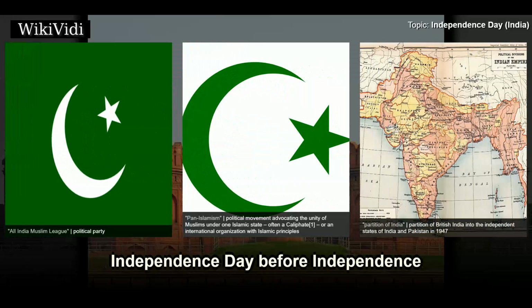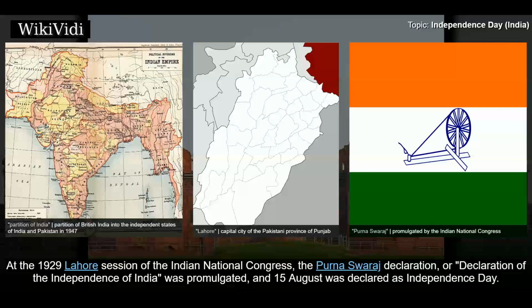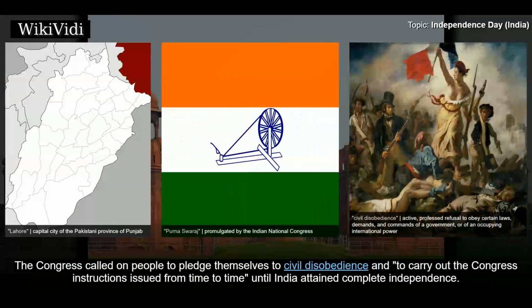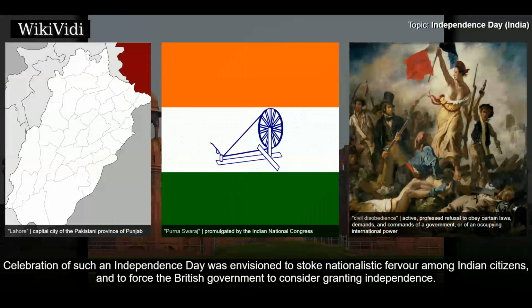Independence Day before independence. At the 1929 Lahore session of the Indian National Congress, the Purna Swaraj Declaration, or Declaration of the Independence of India, was promulgated, and the 15th of August was declared as Independence Day. The Congress called on people to pledge themselves to civil disobedience and to carry out the Congress instructions issued from time to time, until India attained complete independence. Celebration of such an Independence Day was envisioned to stoke nationalistic fervour among Indian citizens, and to force the British government to consider granting independence.